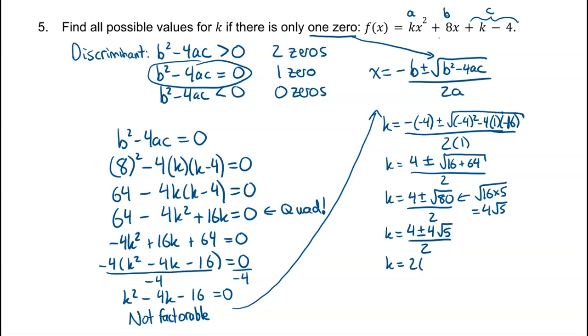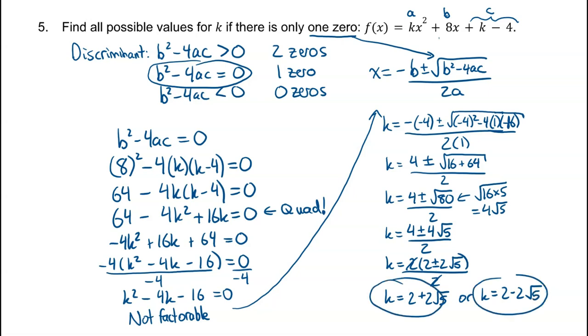And now I want to common factor 2 out of this so that I can get rid of the 2 in the denominator and make that not a fraction anymore. And so now I can cancel out the 2 in the numerator and denominator, and I get 2 plus 2 root 5, or 2 minus 2 root 5. And so those are the exact solutions that are going to make 1 zero here. If I sub that in for the 2 places the k value is in the equation up top, that will ensure that I have exactly 1 zero. Not a pretty number, but it's going to work exactly right.